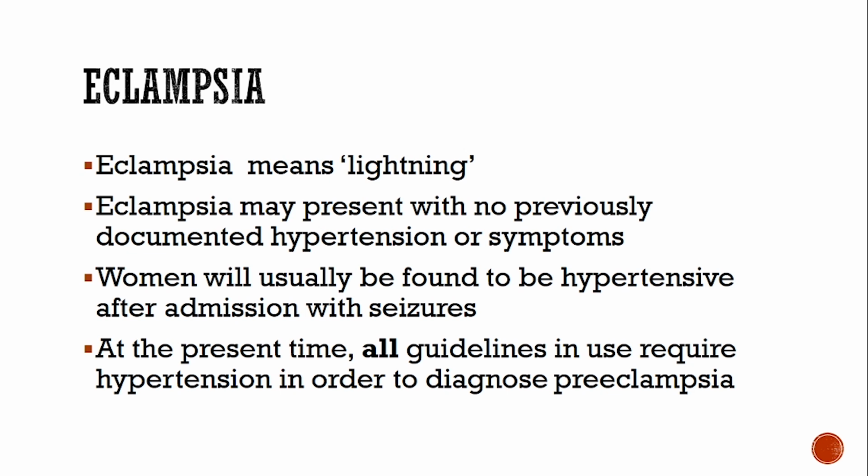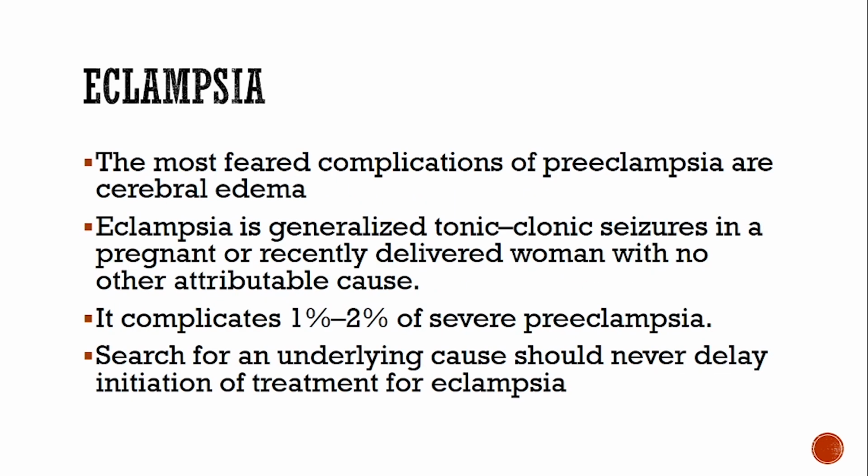At the present time, all guidelines in use require hypertension in order to diagnose preeclampsia. So the most feared complication of preeclampsia is cerebral edema. Most of the time when there's cerebral edema, patients tend to convulse, and of course there's the eclampsia diagnosis. But in terms of the definition of eclampsia, we say generalized tonic-clonic seizures in a pregnant or recently delivered woman with no other attributable cause. Some metabolic and neurological factors can actually cause seizures, so you must rule out all of these before you can say emphatically that this patient has eclampsia.